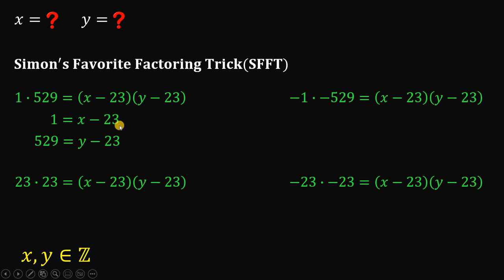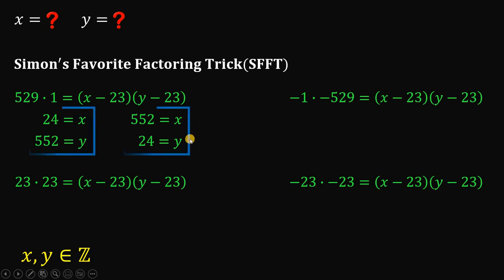Now, solving for the values of x and y here is very easy. On the first equation, let's add 23 on both sides. This will give us the value of x as 24. Now, on the second equation, let's add 23 on both sides. This will give us the value of y as 552. Now, we have one pair of x and y. So, if x is 24, y must be 552. And now, if we rearrange these factors like this, we have 529 times 1. If we do that, x now becomes 552 and y becomes 24. And these are two possible solutions for x and y.